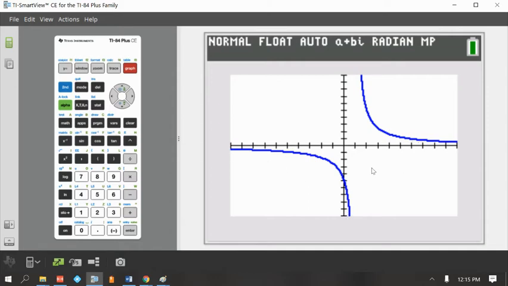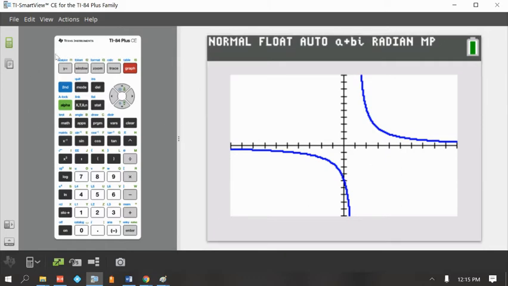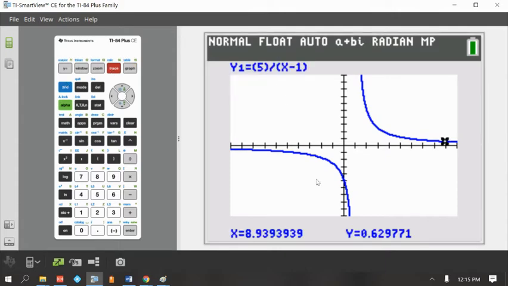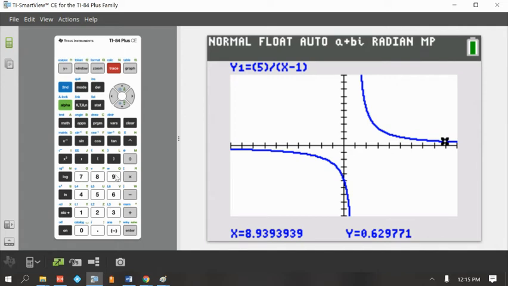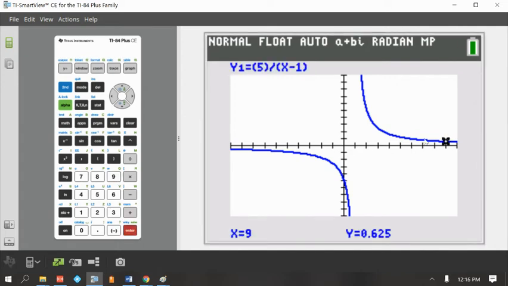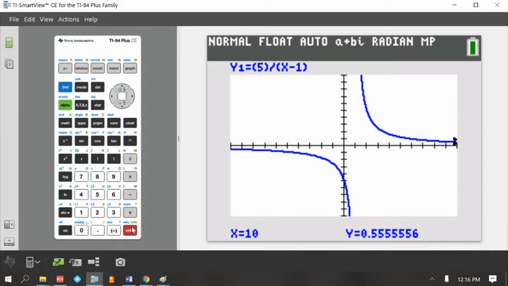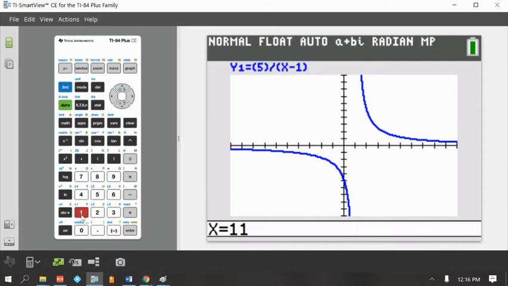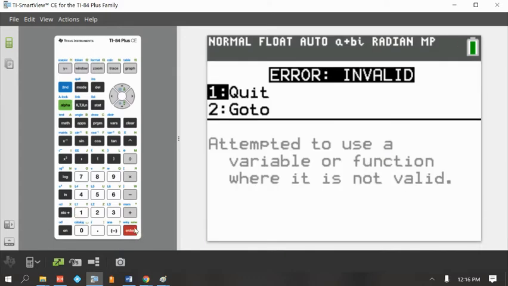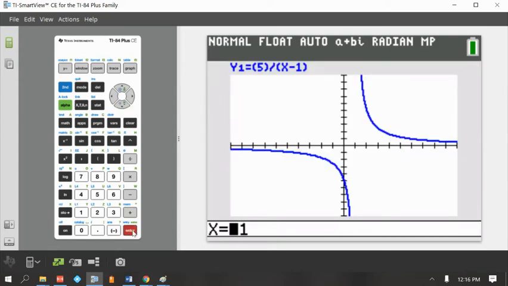Okay. Where is its vertical asymptote? One of the things you might not know about the graphing calculator is that if you hit trace, it'll show you your equation at the top. You can also trace numbers, like I can trace 9. See, when x is 9, y is 0.625. So it's getting smaller. I can trace 10, because 10 is the last number in my window. Notice the numbers got smaller, 0.55. If I trace 11, it'll say error, because 11 is outside of my window. You have to change your window.